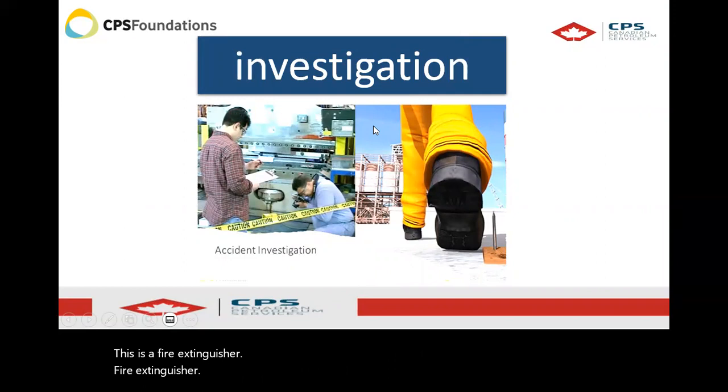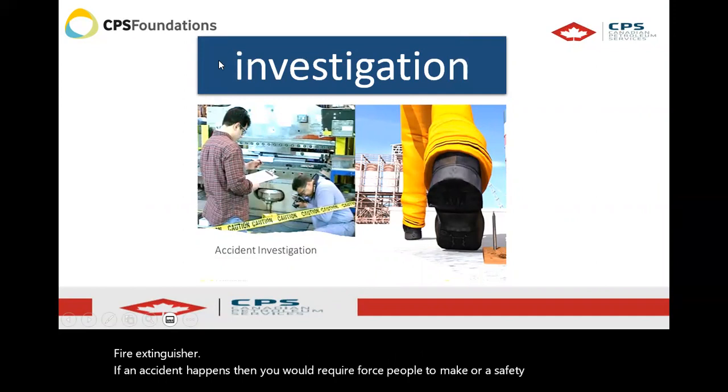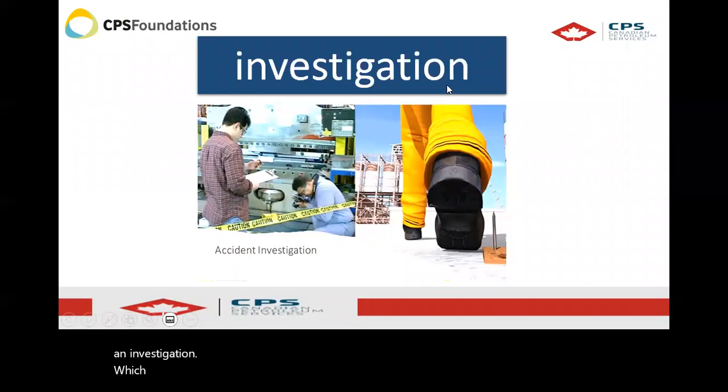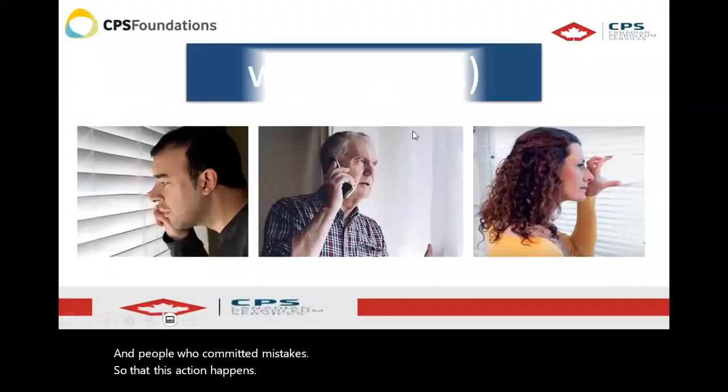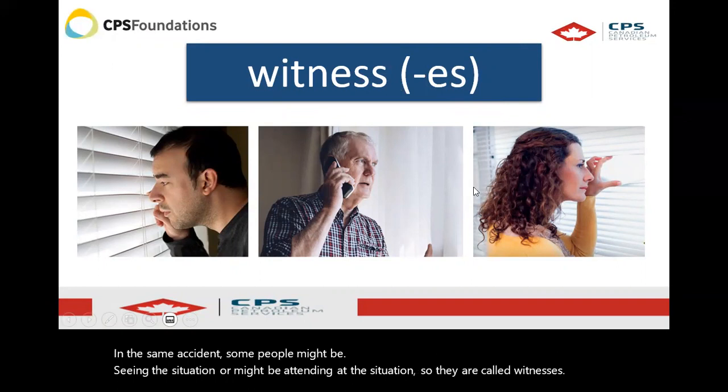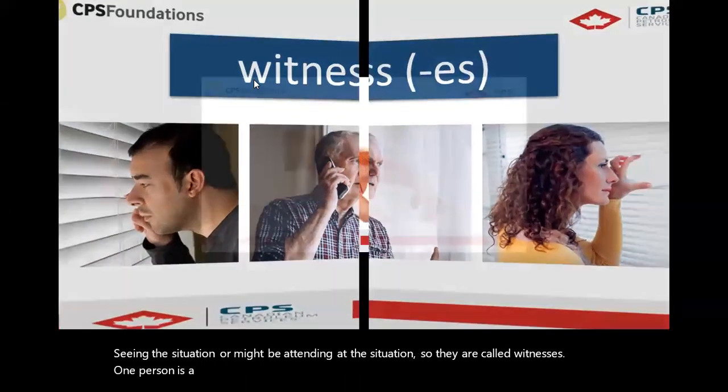If an accident happens, then you would require a safety officer to make an investigation. Investigation is a report about reasons and people who committed mistakes so that this action happens. In the same accident, some people might be seeing the situation or attending the situation, so they are called witnesses. One person is a witness.